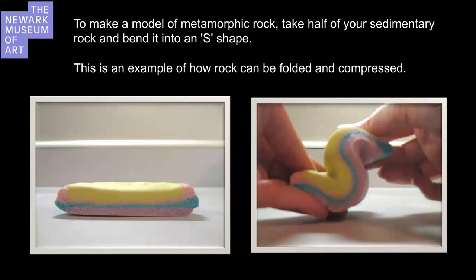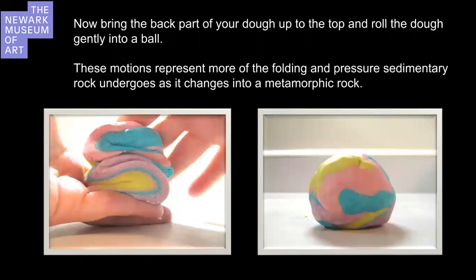To make a model of metamorphic rock, take half of your sedimentary rock and bend it into an S shape. This is an example of how rock can be folded and compressed. Now bring the back part of your dough up to the top and roll the dough gently into a ball. These motions represent more of the folding and pressure sedimentary rock undergoes as it changes into a metamorphic rock.